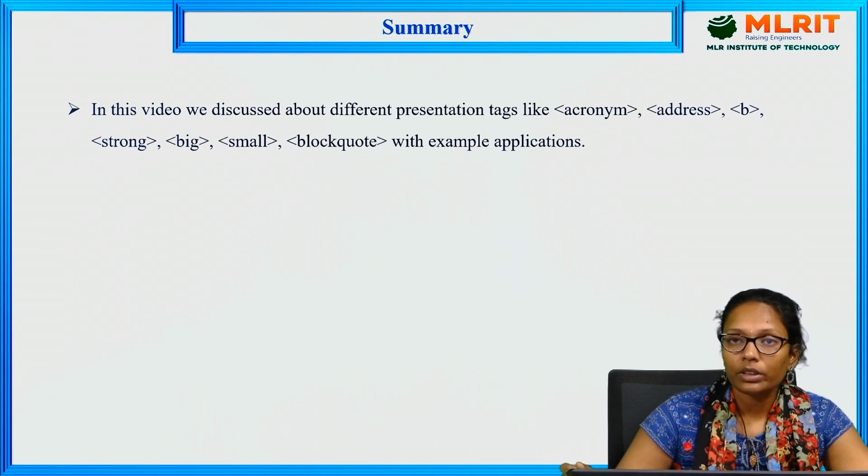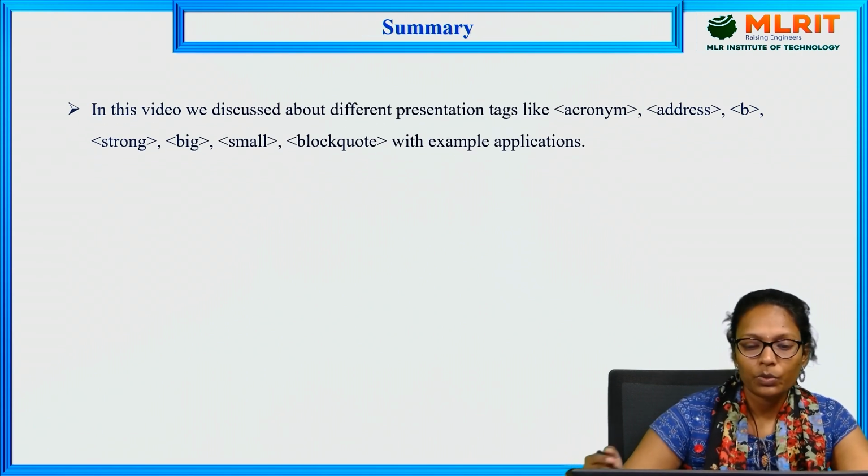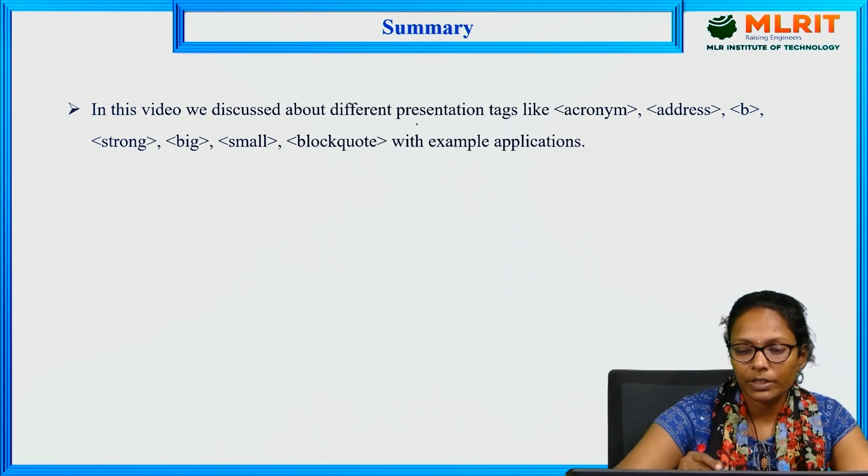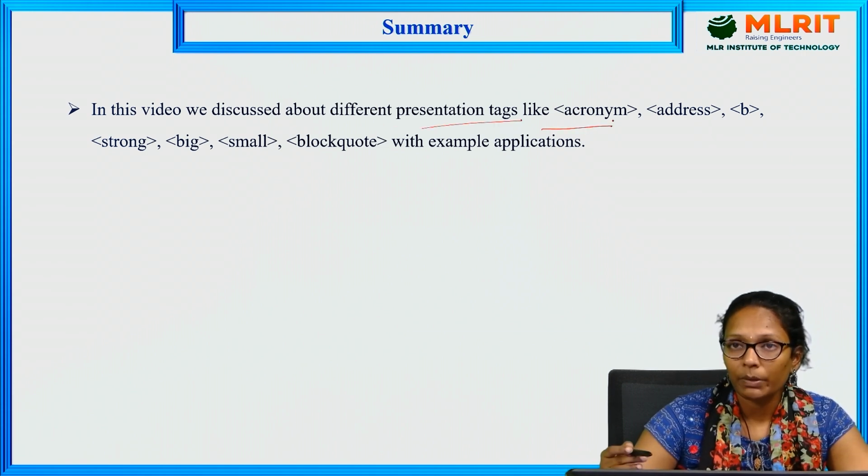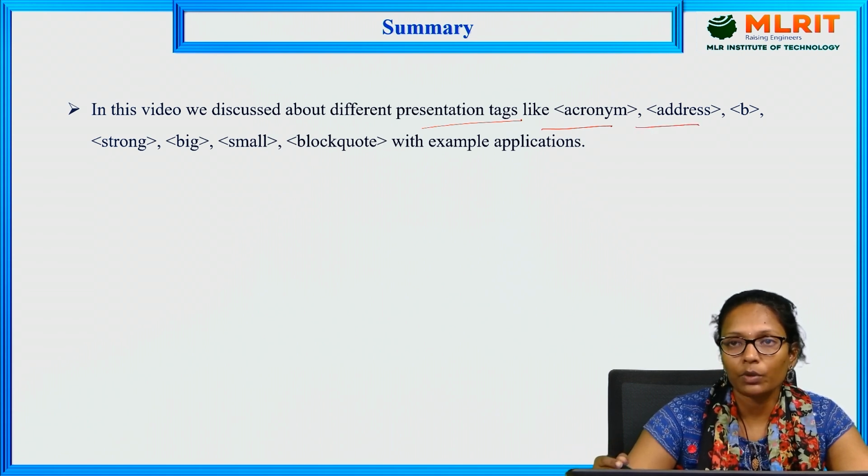So that's about the presentation tags of HTML. In this video, we discussed different presentation tags like acronym. Acronym is generally used for full forms, but it is not supported by the latest version. And the address tag displays the address in different formats. Generally, if you write the address in the address tag, it will appear in italic.